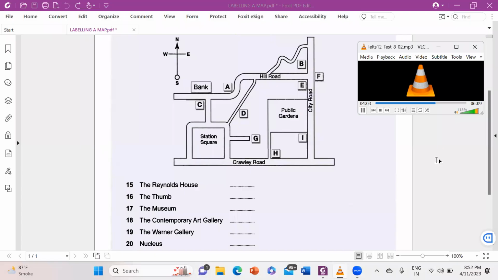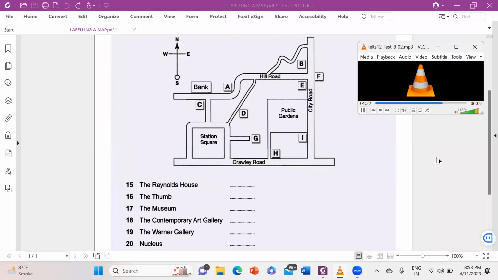The area is particularly interesting for its unusual sculptures. The thumb is just what its name suggests, but it's about 10 metres high. You'll see it on Hill Road, across the road from the bank. The museum's got a particularly fine collection of New Zealand landscapes. It's on the east side of the sheep market, on City Road. It's on the other side of the road from the public gardens, immediately facing the junction with Hill Road.